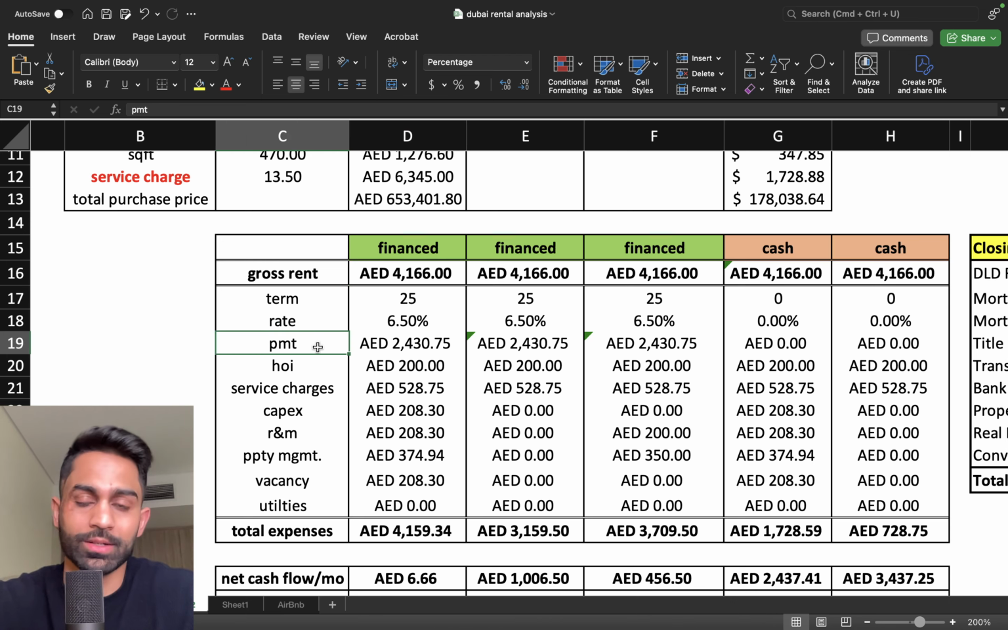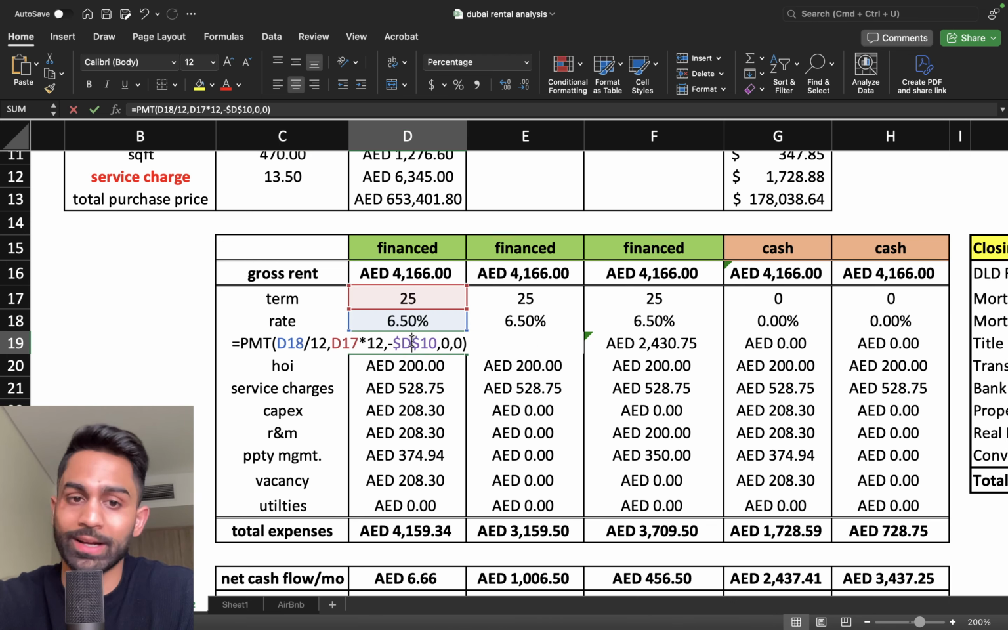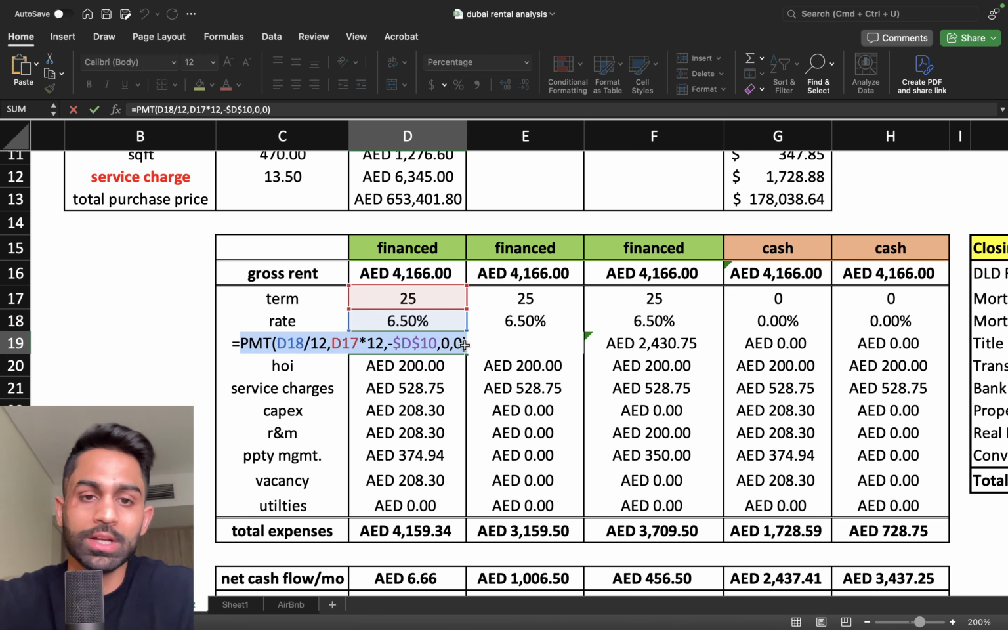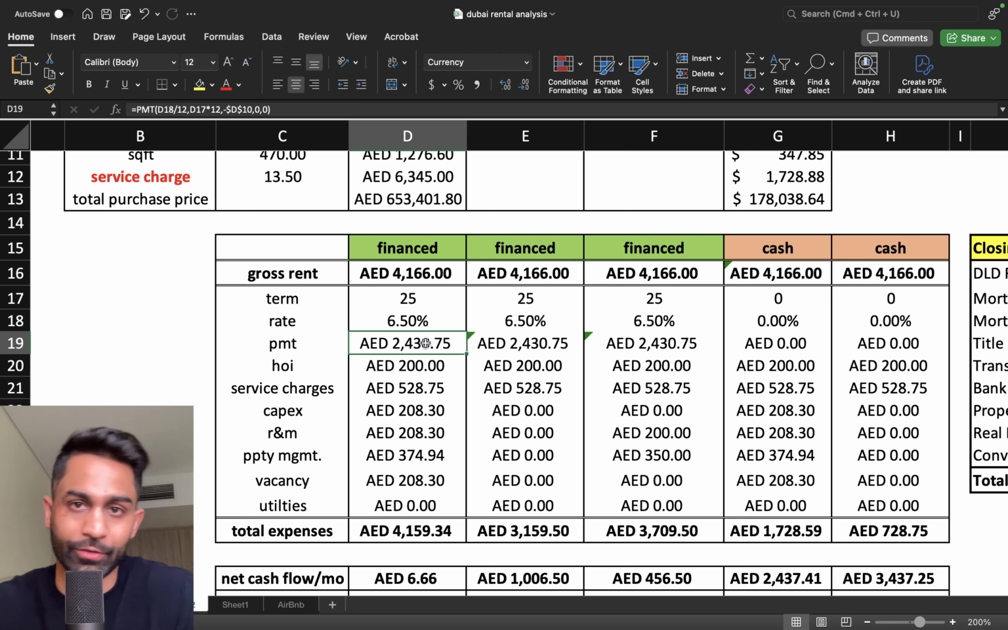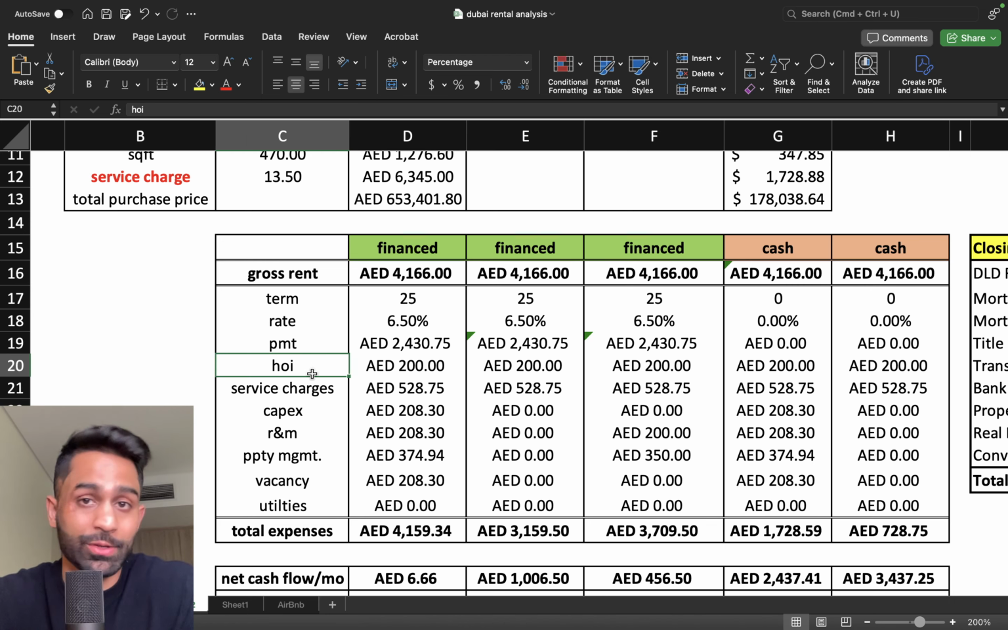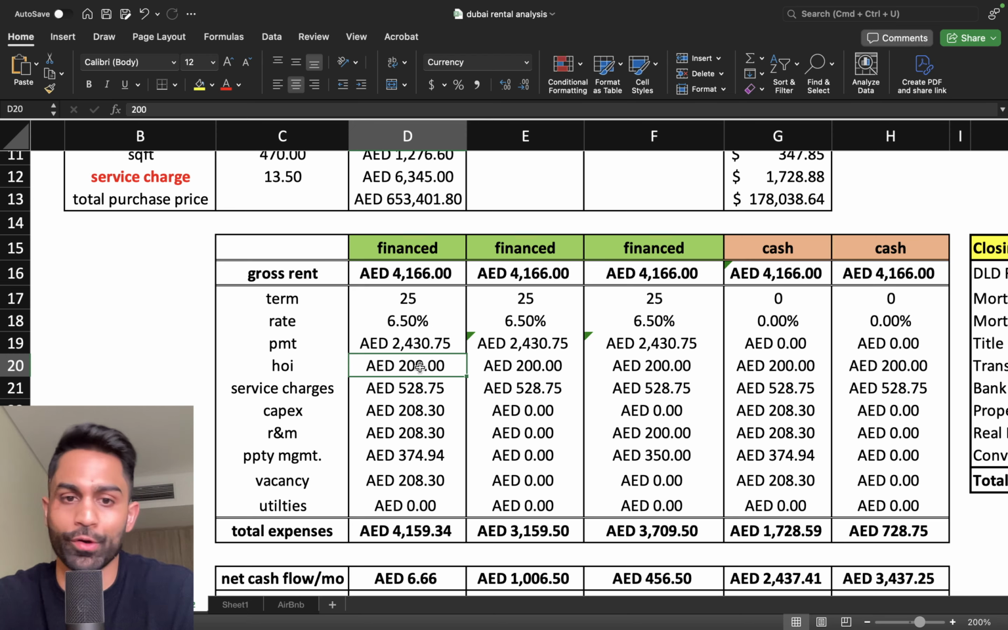PMT is the payment. This is including mortgage and interest. It's all automatically calculated. So this is a formula that's already calculating the 25 years and the mortgage payment. That comes out at 2,430 dirhams. The HOI, homeowners insurance, very, very important. It's essential to get that. Of course, I've plugged in 200 per month for homeowners insurance.